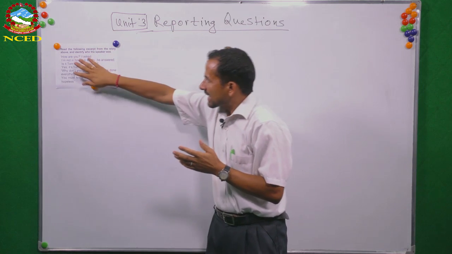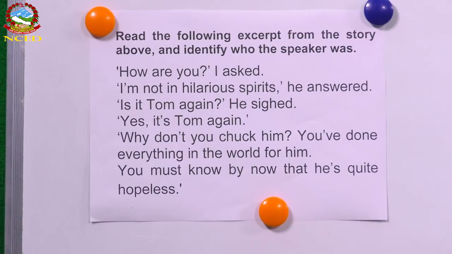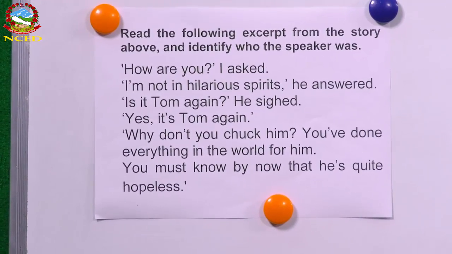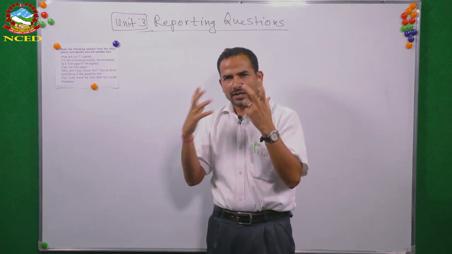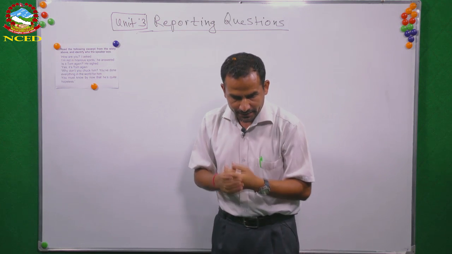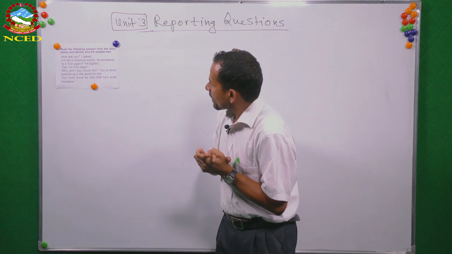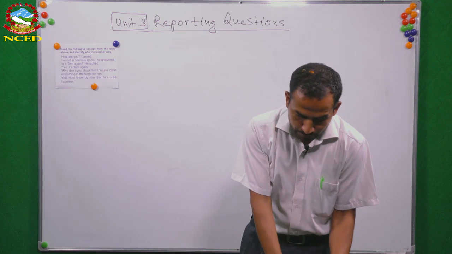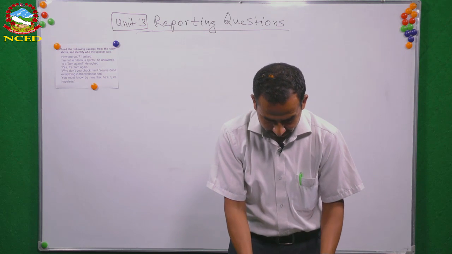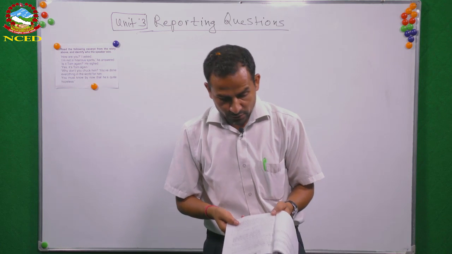Either you look at the paper here or you look at your textbook, whatever you do, but when you listen and when you watch, please listen to me very carefully so that you will get the point, right? So what does the instruction say? Read the following excerpt from the story above and identify who the speaker was. Do you remember that story in Unit 3? That was the ant and the grasshopper. It's on page number 23 in your textbook.